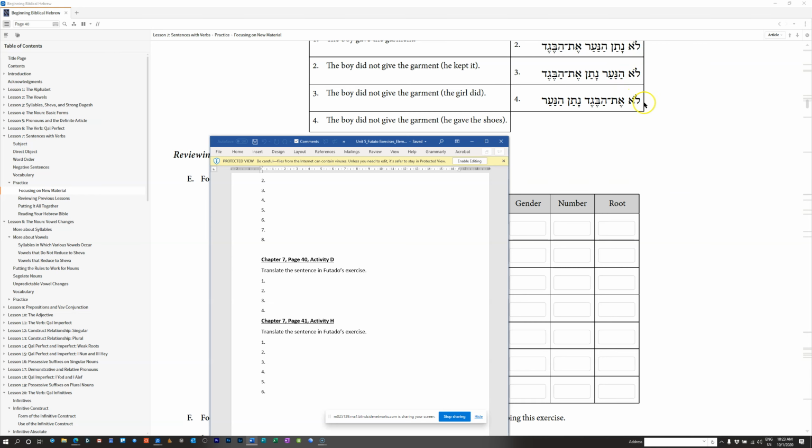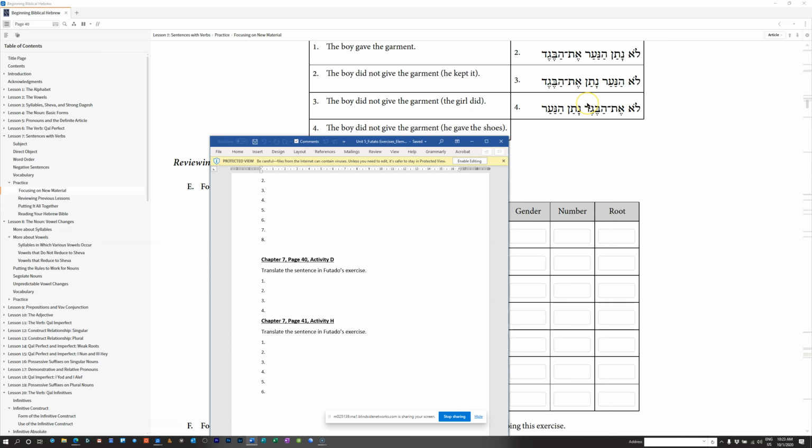So what is the difference in meaning between all these? You can translate them the same way, but they do have slightly different meanings. The meaning in number 2 is that we're not saying the boy didn't do anything with the clothes, we're just saying he didn't give them. And number 3, we're not saying that nobody gave the clothing or the garment, we're just saying the boy didn't do that. And number 4, we're not saying the boy didn't give anything, we're just saying he didn't give the garment or the clothing. All right, so that's the nuanced kind of difference between what is negated with that particle. And again, the thing negated is the thing that immediately follows that particle.